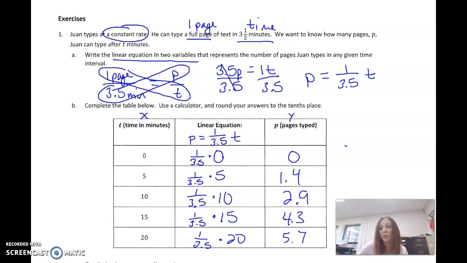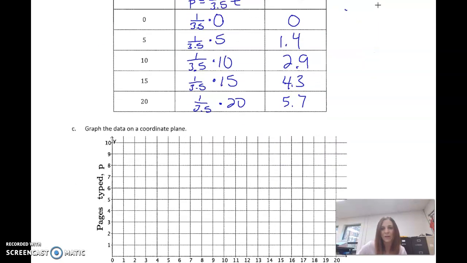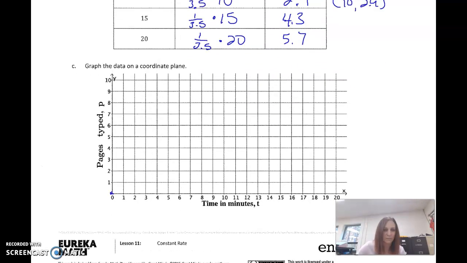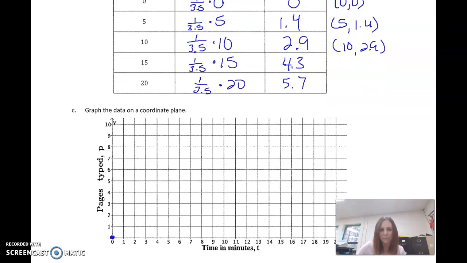Then I am just going to write these ordered pairs into this graph down here. So we have 0, 0, 5, 1.4, 10, 2.9. And these are going to be approximations. They have to be. Real life values don't work out so perfectly. So 0, 0, 5, 1.4. Here's 5, here's 1, 2, almost the halfway point, not quite. 10, 2.9, so that'll be just below the 3.